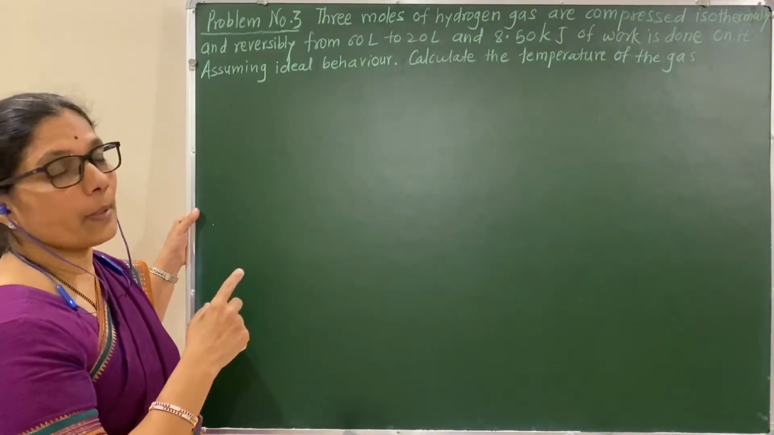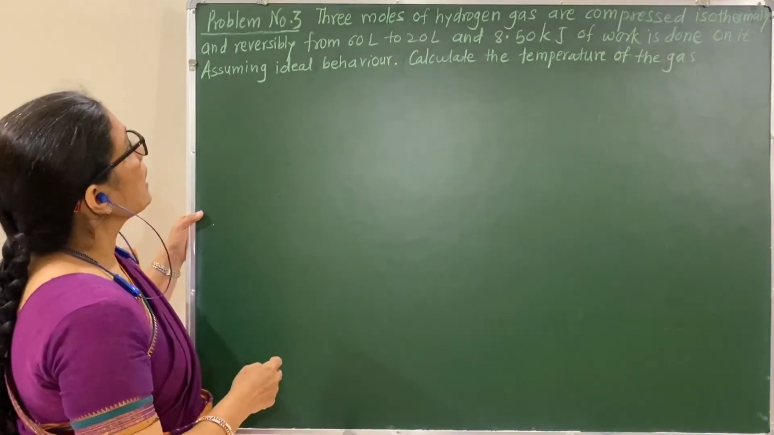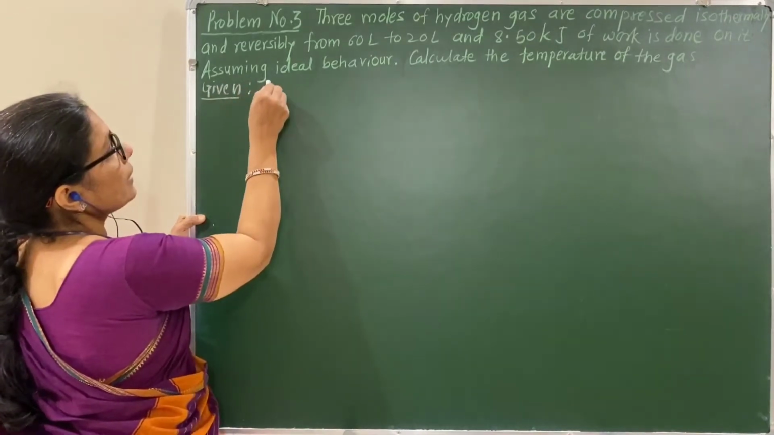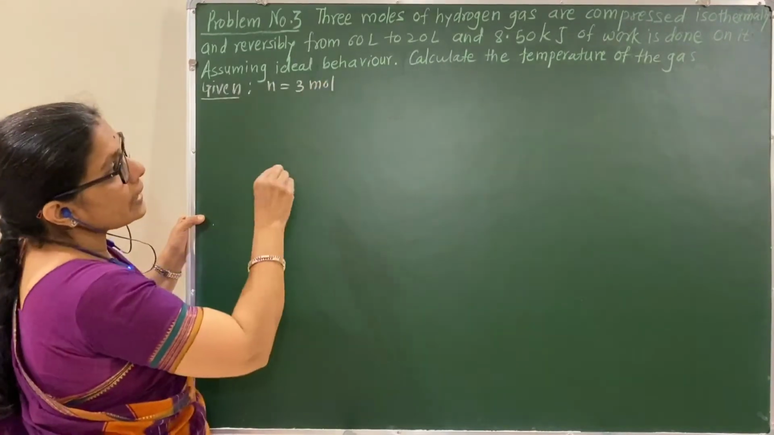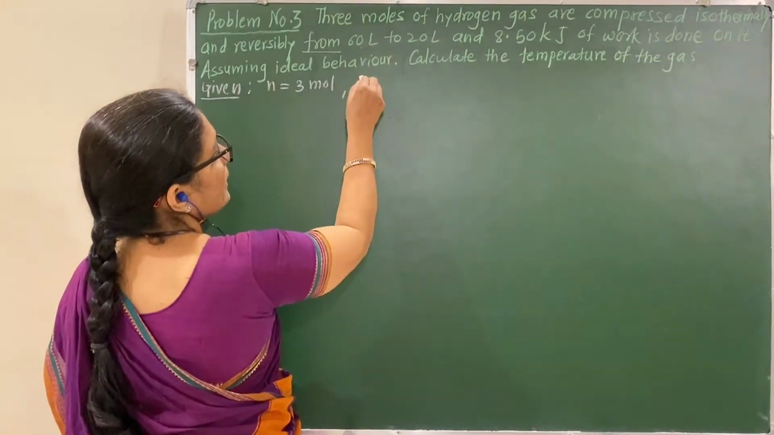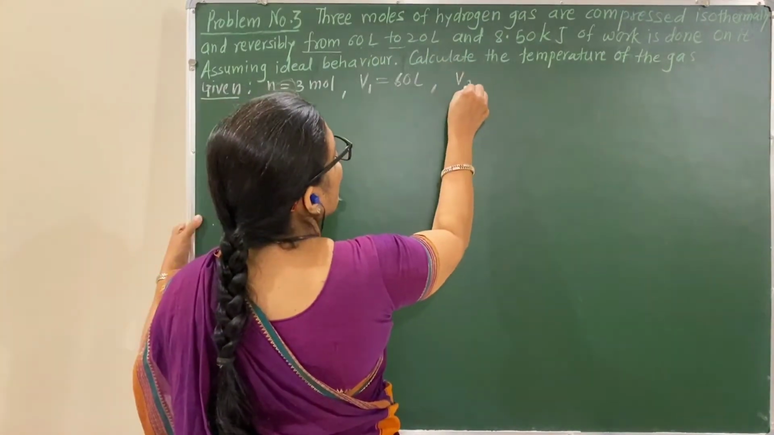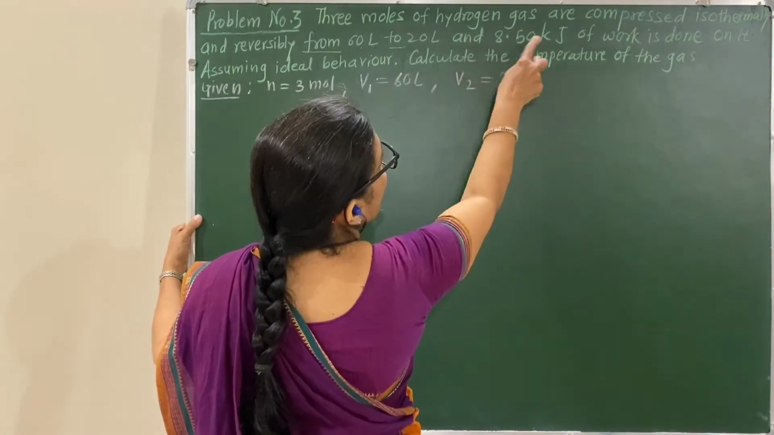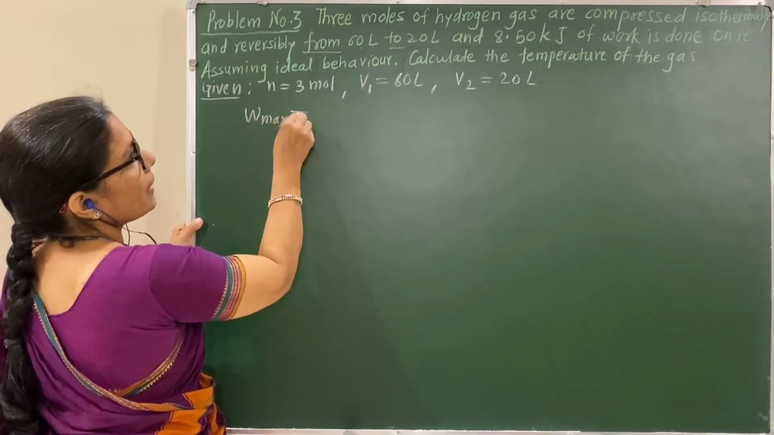Now next, last problem. Here, 3 moles of hydrogen gas are compressed isothermally and reversibly. Here given 3 moles. That is, n is equal to 3 mole. Next, compressed, so W is positive. From volume V1 60 liter to V2 20 liter. Okay. Next, and work is W max because the process is isothermal and reversible.